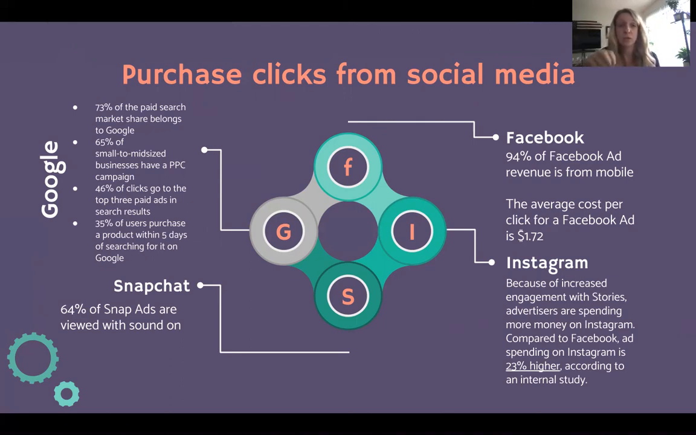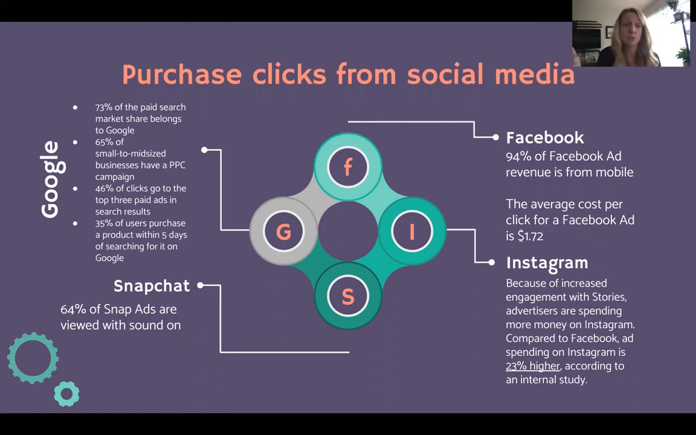73% of paid search begins and belongs to Google. Straight up. So if you are really trying to get higher in the search engine, if you're trying to get found in your local area, you're going to need to do it through Google. 65% of small to mid-sized businesses have a pay-per-click campaign, whether that be $10 a month to $200,000 a month, depending on what they're really searching for. And the amount of pay-per-click really depends on the area that they're at, the niche that they're trying to work for, all kinds of things.